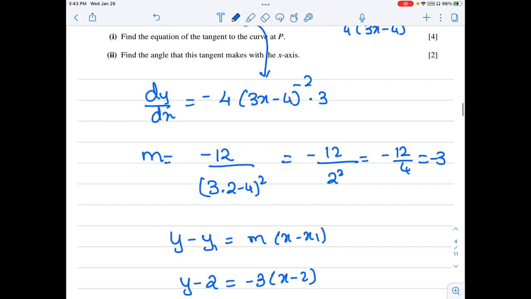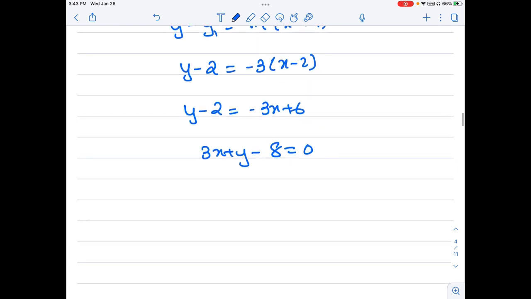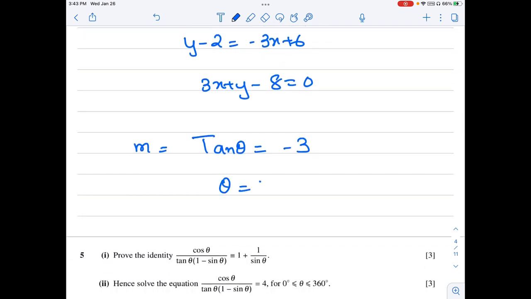Find the angle that this tangent makes with the x-axis. So slope of the tangent is also given by tan theta, which is minus 3. So theta is equal to tan inverse minus 3. Use the calculator, you should be getting 108.4 degrees.